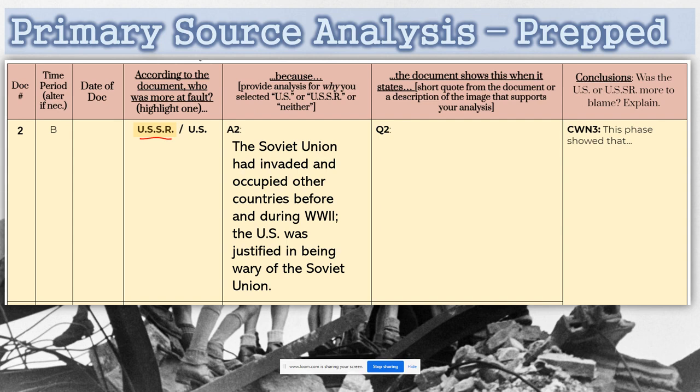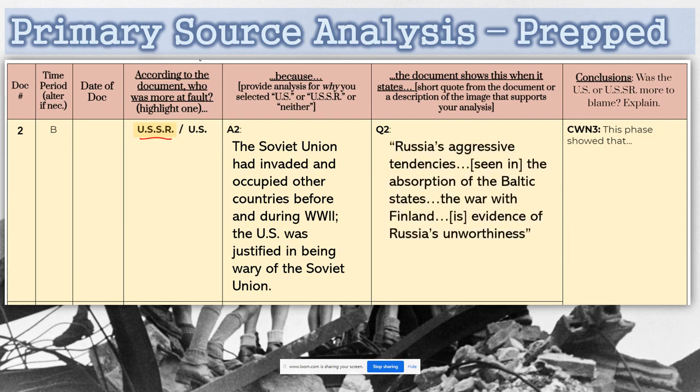The Soviet Union had invaded and occupied other countries before and during World War II. The U.S. was justified, therefore, in being wary of the Soviet Union. They've seen it in the past, and so even though they're allies, they have to look at them and say, look, we know exactly who you are. And in that article, it states Russia's aggressive tendencies seen in the absorption of the Baltic states, the war with Finland, is evidence of Russia's unworthiness.